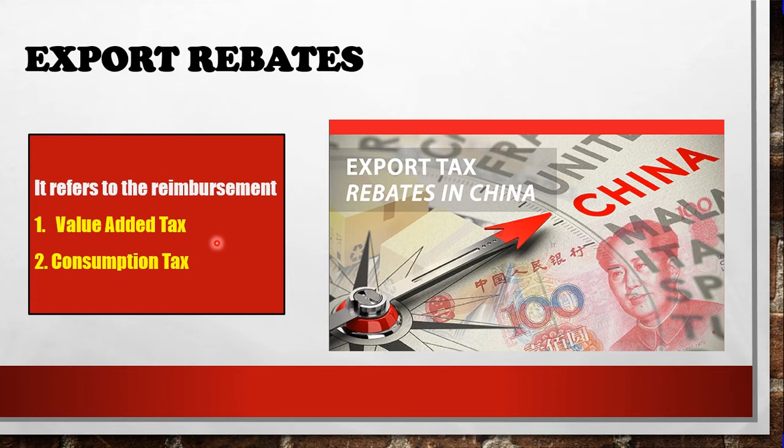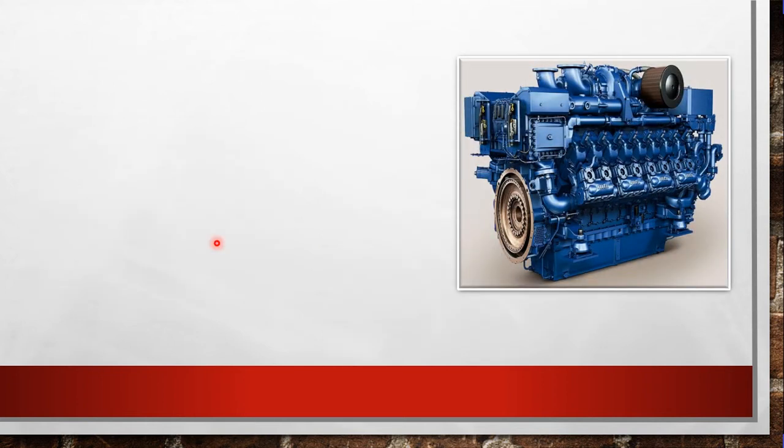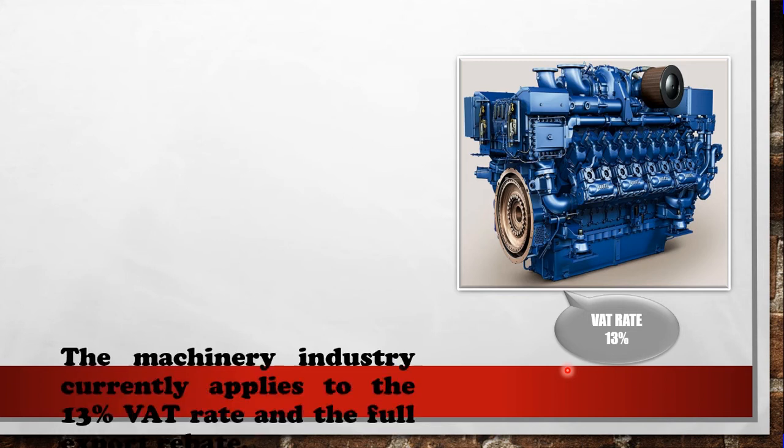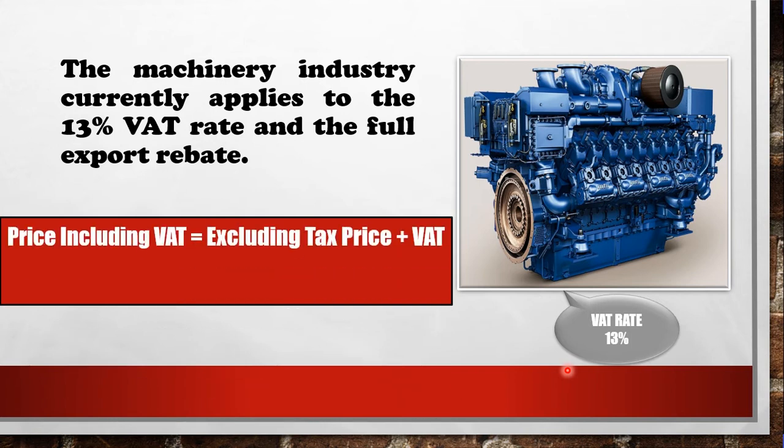In the machinery and equipment industry, we can see it will be a 13% VAT rate. And this 13% will be fully reimbursed if any exporter exports machinery and equipment. Here we can see the price including VAT will be the excluding tax price plus VAT. If anyone is buying equipment from a Chinese manufacturer, these two can be calculated exactly, and we will know what VAT we are paying for this machinery and also the manufacturer's price. VAT is calculated as the excluding tax price times the VAT rate.